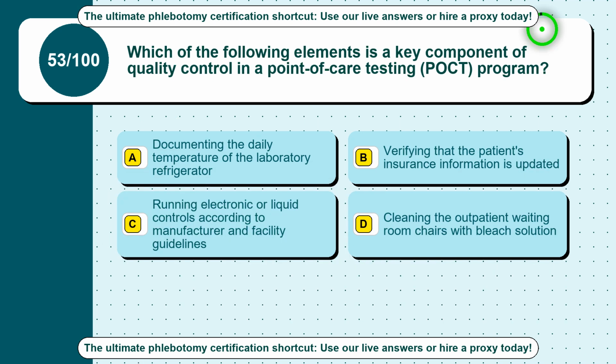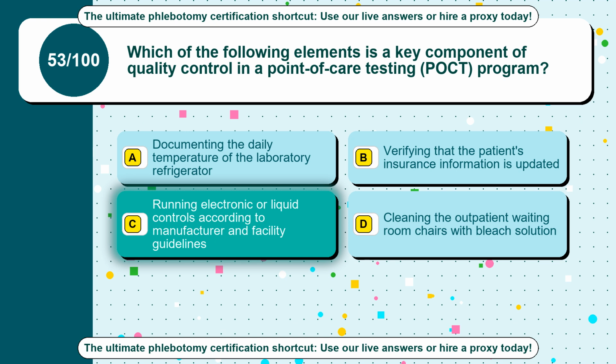Question 53. Which of the following elements is a key component of quality control in a point-of-care testing (POCT) program? Option A, documenting the daily temperature of the laboratory refrigerator. Option B, verifying that the patient's insurance information is updated. Option C, running electronic or liquid controls according to manufacturer and facility guidelines. Option D, cleaning the outpatient waiting room chairs with bleach solution. The correct answer is option C, running electronic or liquid controls according to manufacturer and facility guidelines.